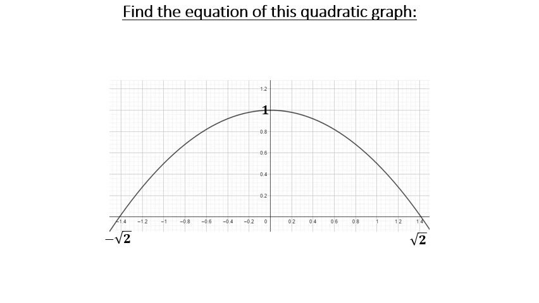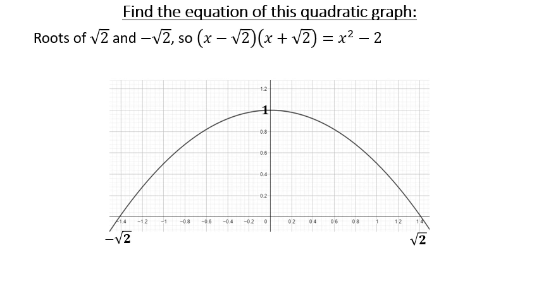Next, we have a quadratic graph that goes through the points root 2, minus root 2, and 1. To find the equation of a graph like this, you would need to first consider the roots. We can generate for ourselves a quadratic that has the correct roots, and then we can find ways of transforming it so that it perfectly matches the situation we have here.